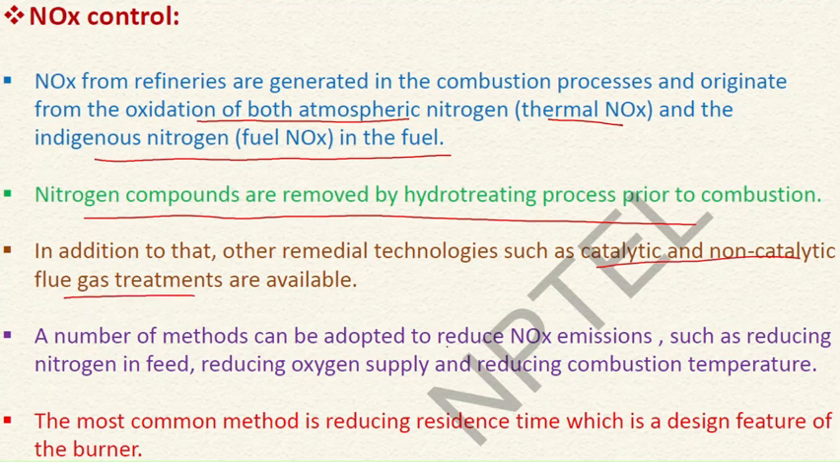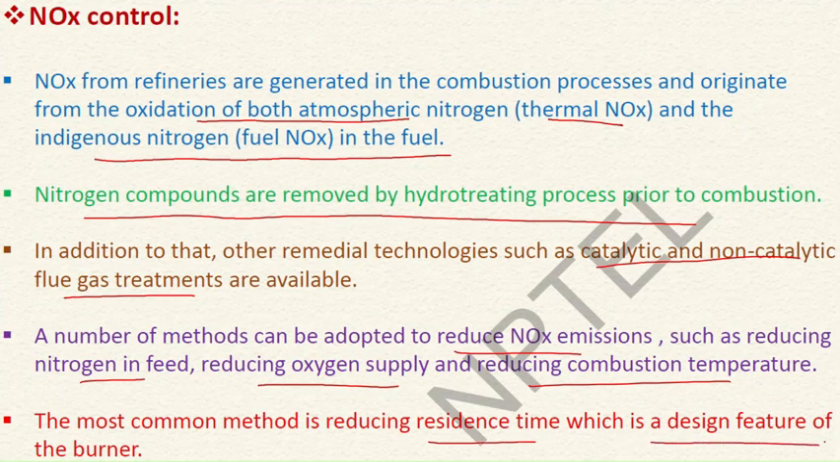A number of methods can be adopted to reduce NOx emissions, such as reducing nitrogen in feed, reducing oxygen supply so that oxygen will not come in contact with the nitrogen in the feed to form NOx, and reducing combustion temperature. The most common method is reducing residence time, which is a design feature of the burner.